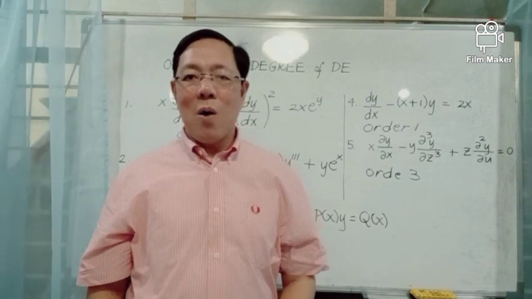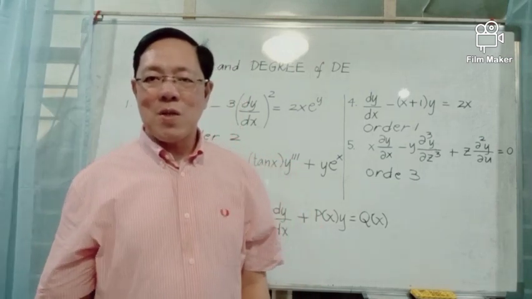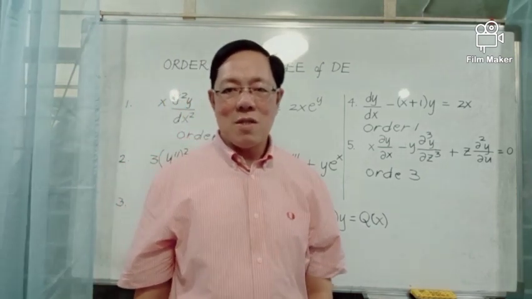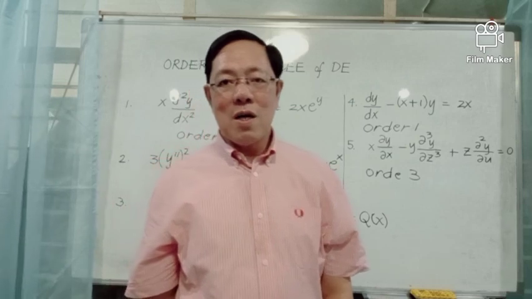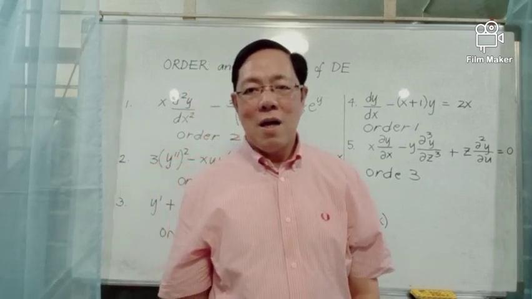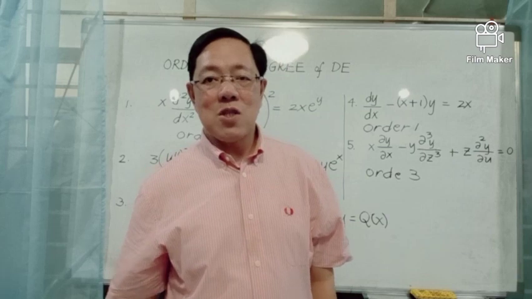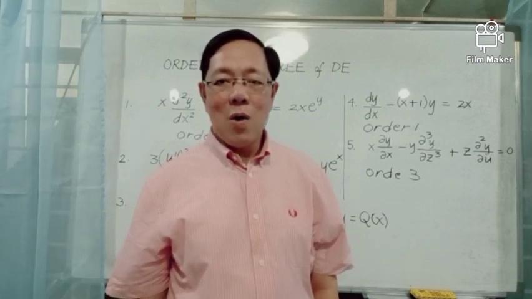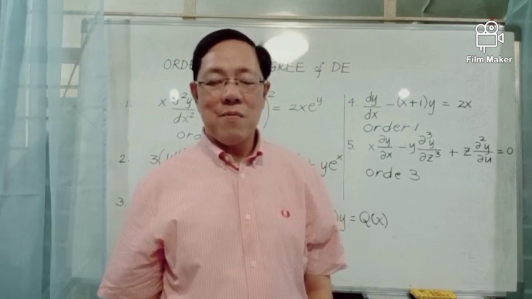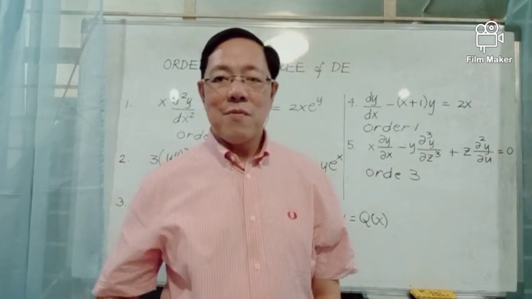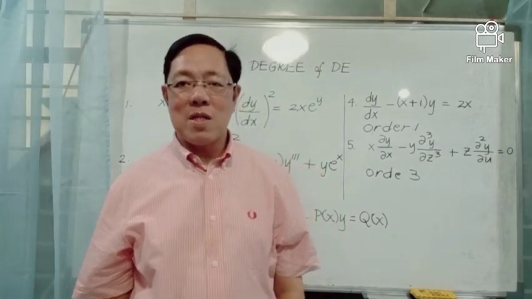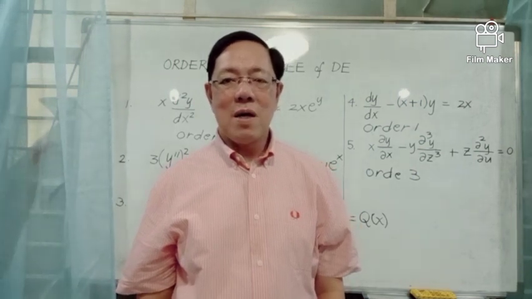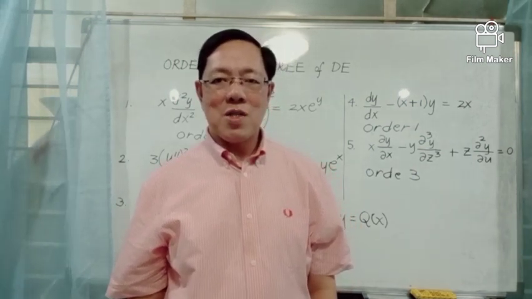Again, in determining the order of a given differential equation, whether it is an ordinary differential equation or a partial differential equation, you look for the order, or differential coefficient, of the highest derivative of the function that occurs in the given differential equation. And the order of the highest derivative of the function is the order of the given differential equation.